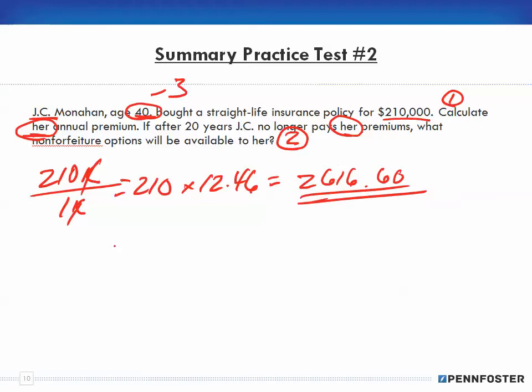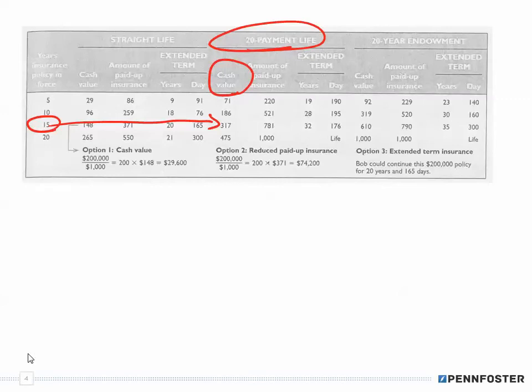Okay. Now for number 2, it says what non-forfeiture options will be available to her. Well, remember there's 3 non-forfeiture options. The first being a cash value, the second being a reduced paid up insurance, and the third being extended term. Okay, so we have to move up and look at that particular chart. So we're looking at this chart, and let me erase this here.